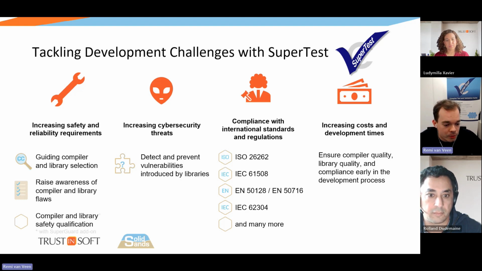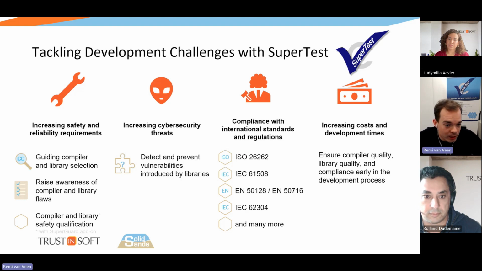In terms of the increasing costs and development times, you definitely save a lot of time by selecting the right compiler and the right library early on in your development process. Because if you use a high quality and a safety qualified compiler and library right from the start, you develop your software with these safety guidelines in mind, and you don't have the overhead later on in your project of reconfiguring your build system or patching your code that you would need to do if you only select the final compiler and library way later on in your development process.